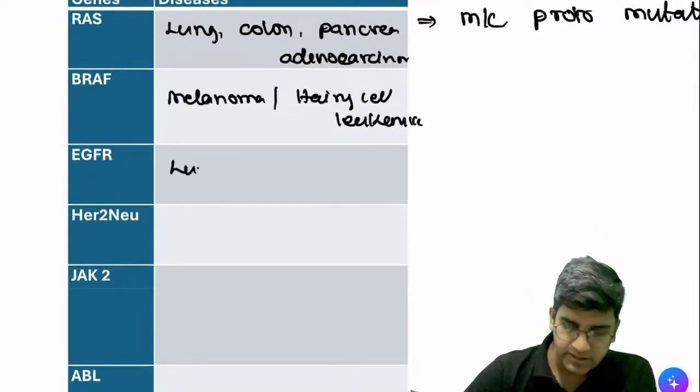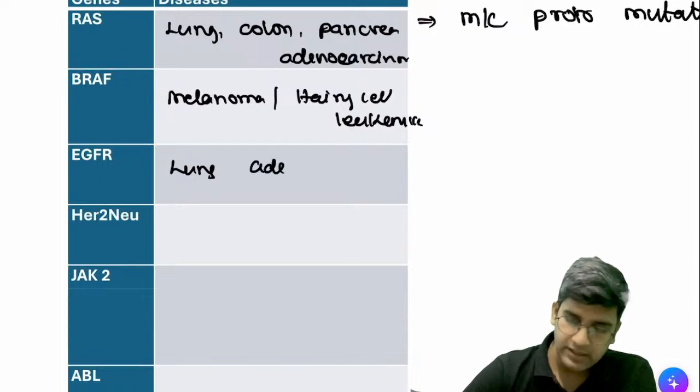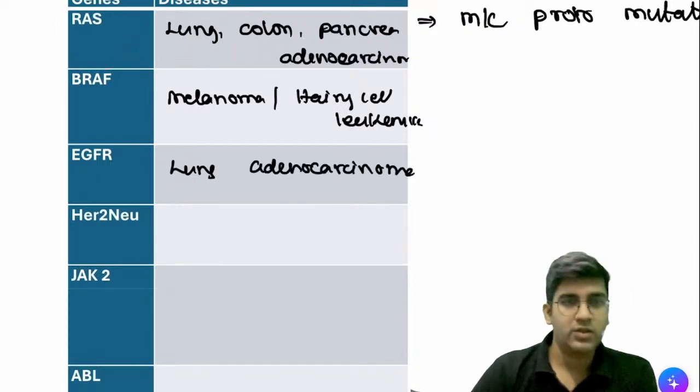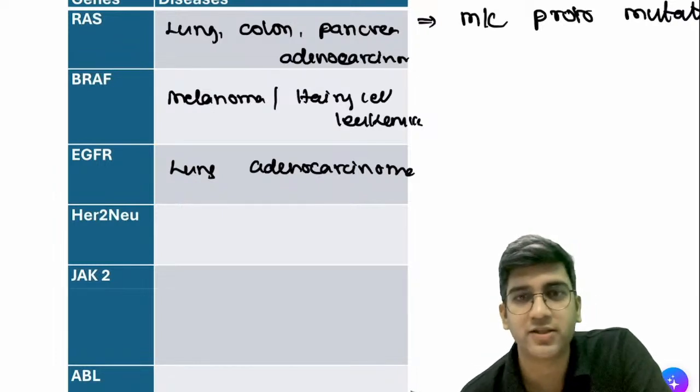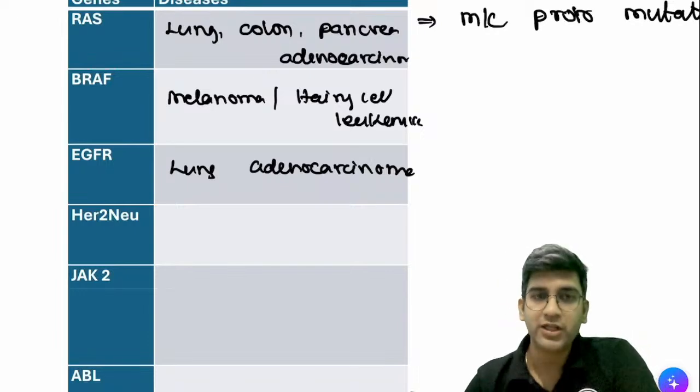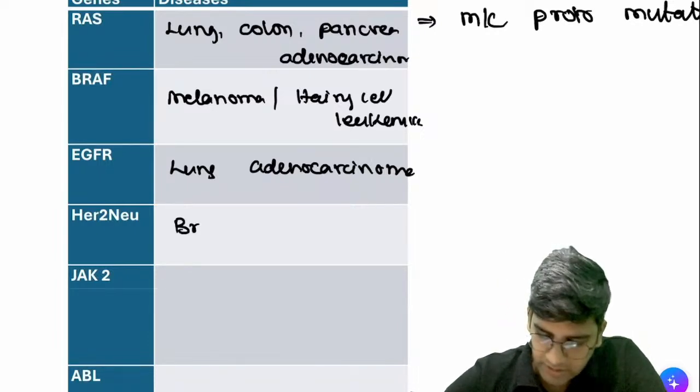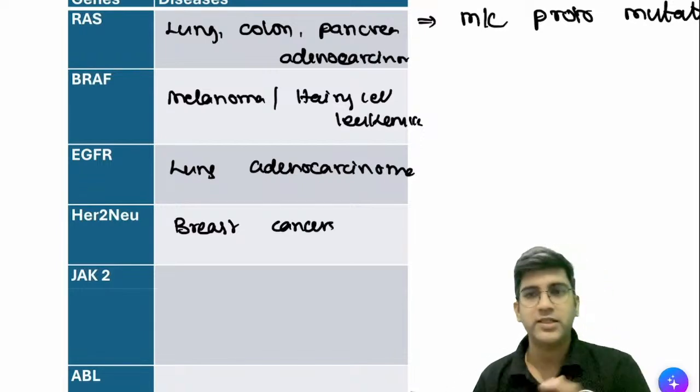EGFR is seen in lung adenocarcinomas. Okay. HER2/neu. Where do you see HER2/neu? You guys know the answer. HER2/neu is something which you read often. HER2/neu is seen in breast cancers. It's seen in breast cancers.